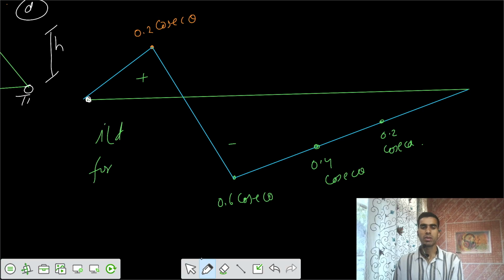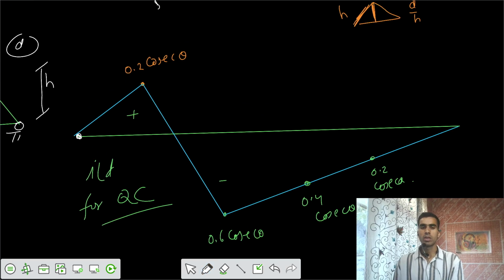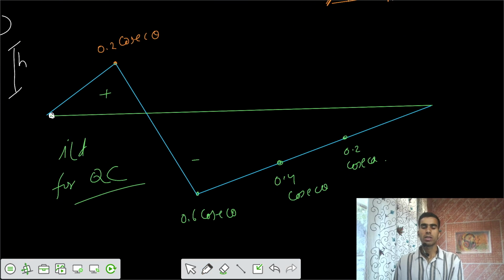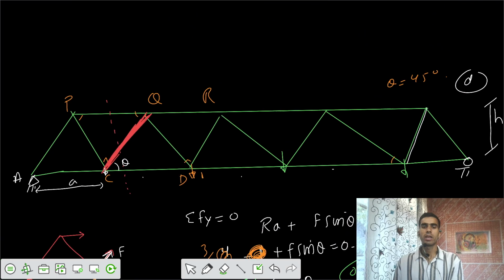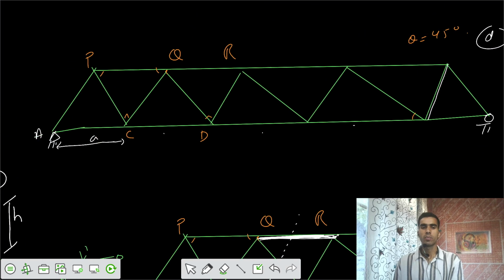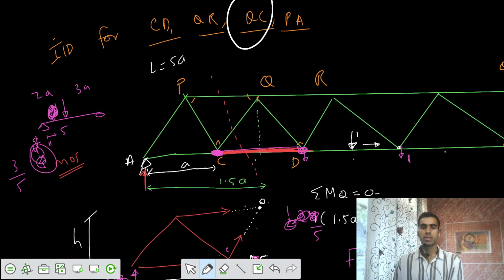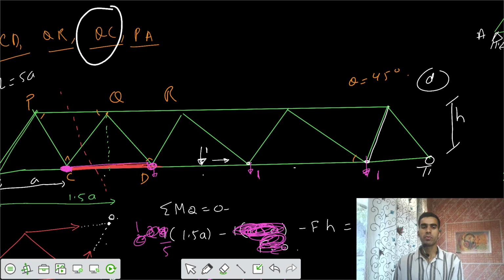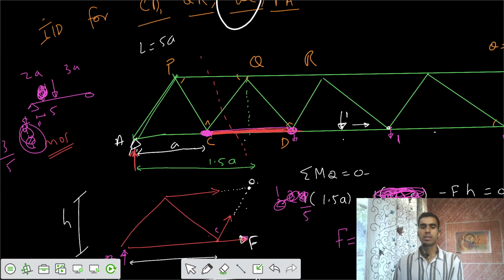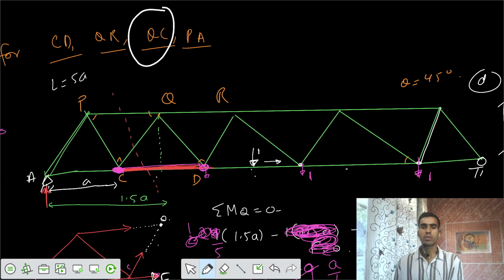What you have is a diagonal member, QC. For the diagonal member, you have this variation. This is your ILD. Now the final case is to get the ILD for member PA. This is also a diagonal member, but it's the end diagonal. The difference between other diagonal members and this one is that this member has one triangle only. It's connected to only one triangle.